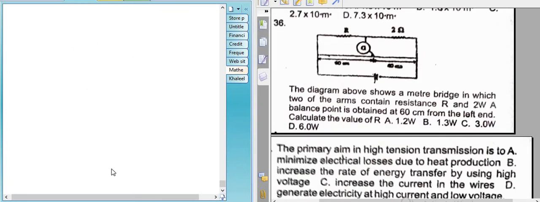Question 36. The diagram above shows a meter bridge in which the two ends contain resistances R and 2 ohm. A balance point is obtained at 60 cm from the left end. Calculate the value of R. So this is a meter bridge. So question 36.